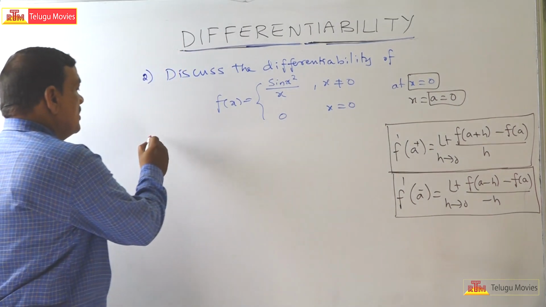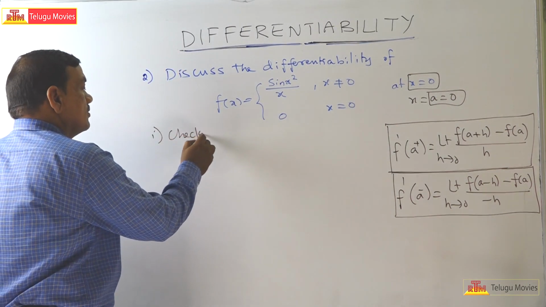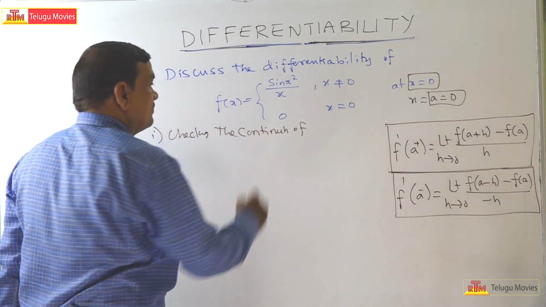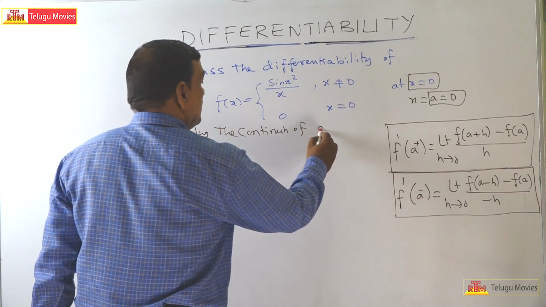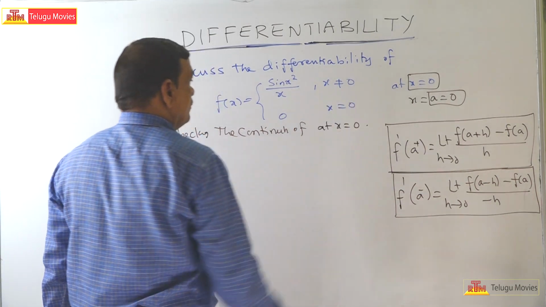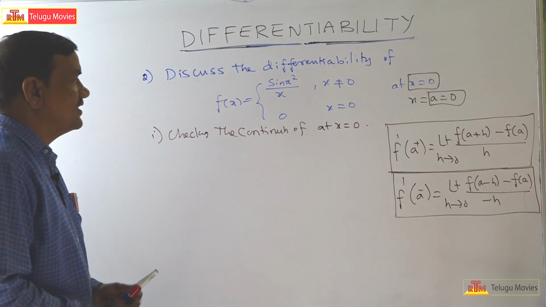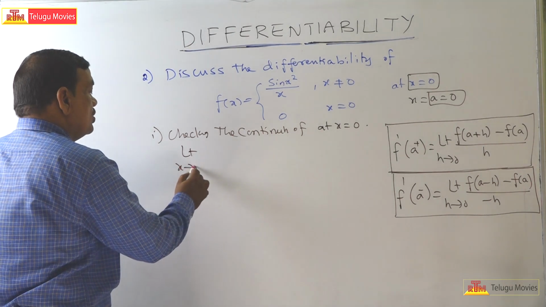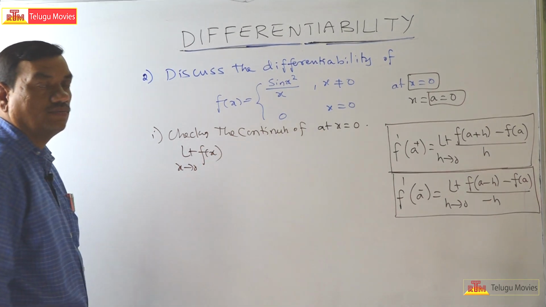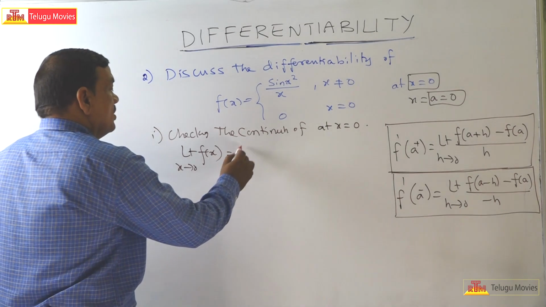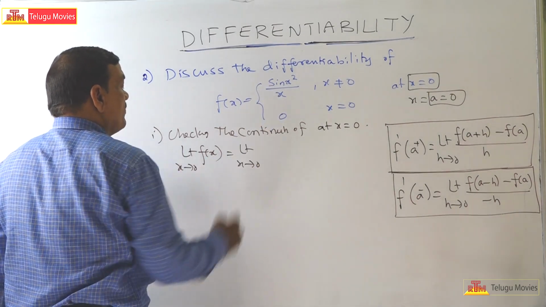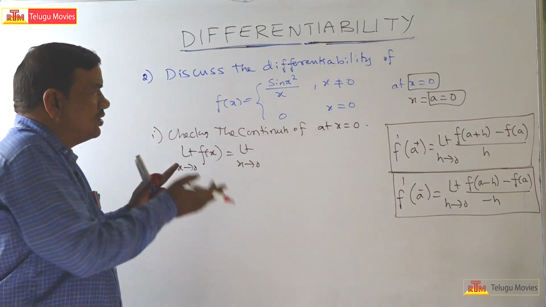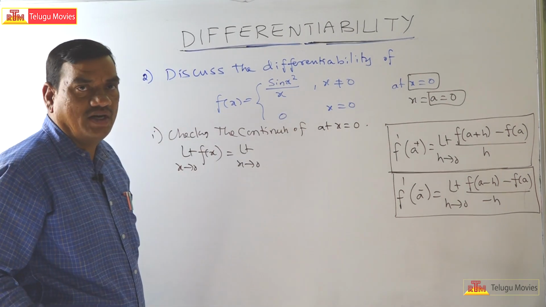So the first point is checking the continuity of this function at x equal to 0. For that, what do you have to find out? Limit x tends to 0, f of x value. Let us find this out. Limit x tends to 0, f of x, when x is not equal to 0, x approaches 0, for both left hand side and right hand side, same definition.